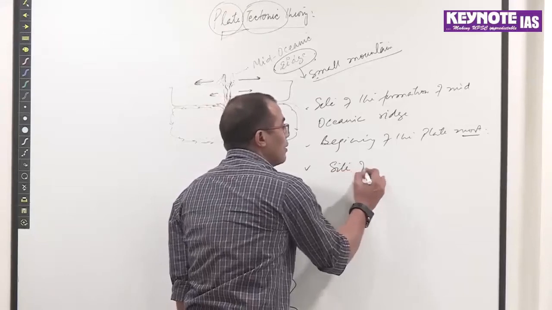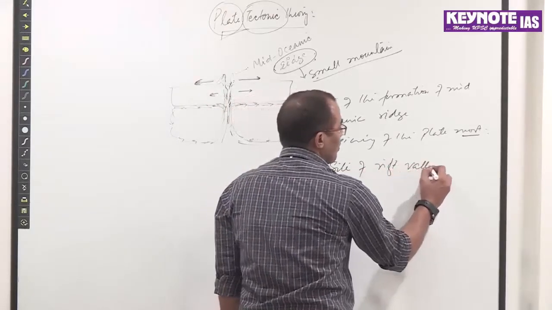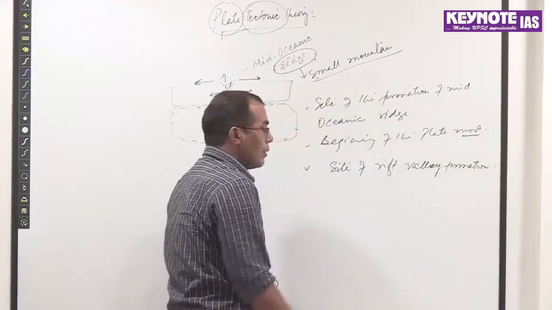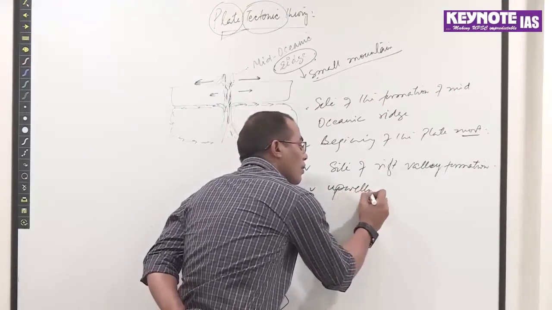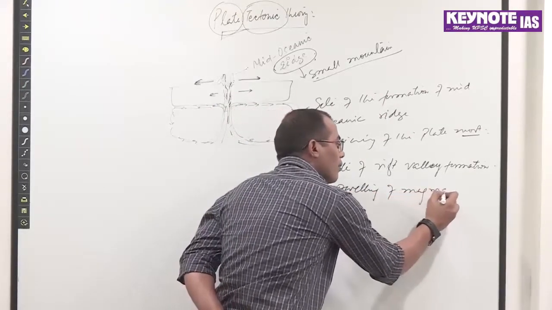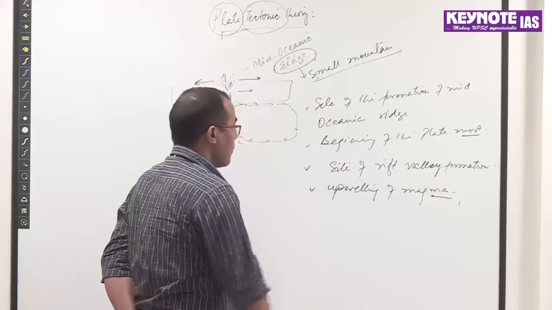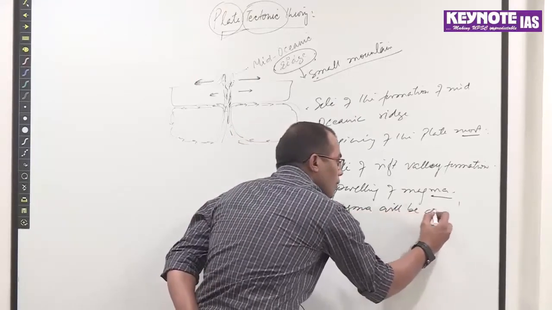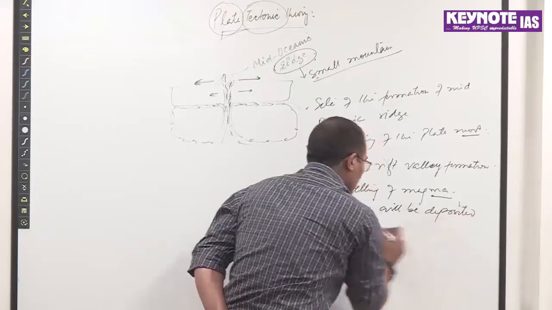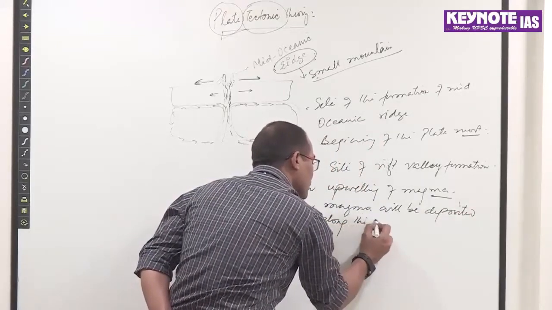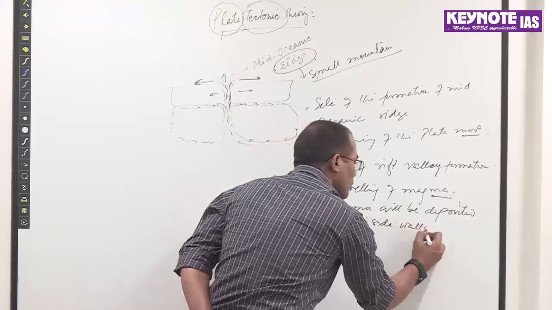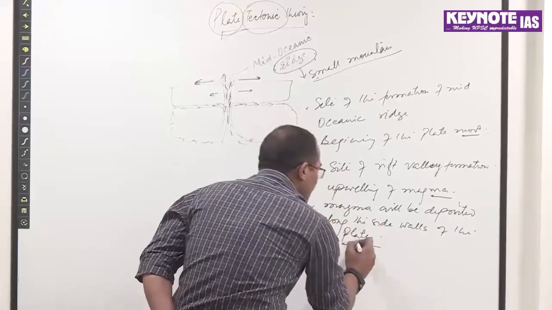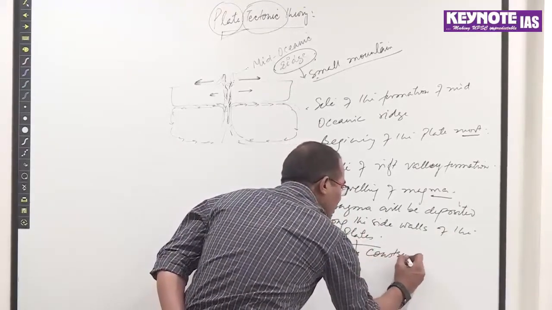Site of Rift Valley formation. Upwelling of magma. Magma will be deposited along the side walls. That's why it is called constructive margin.